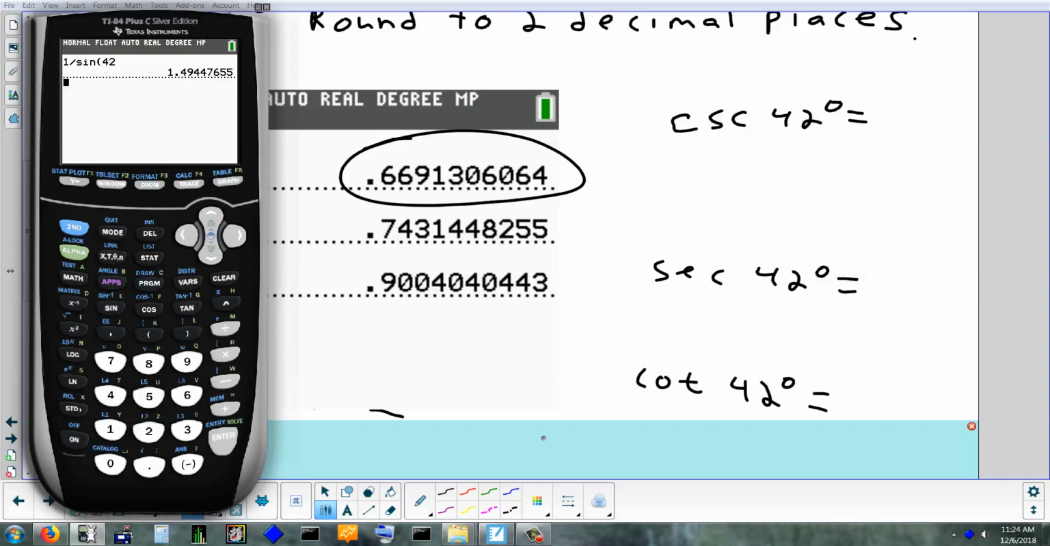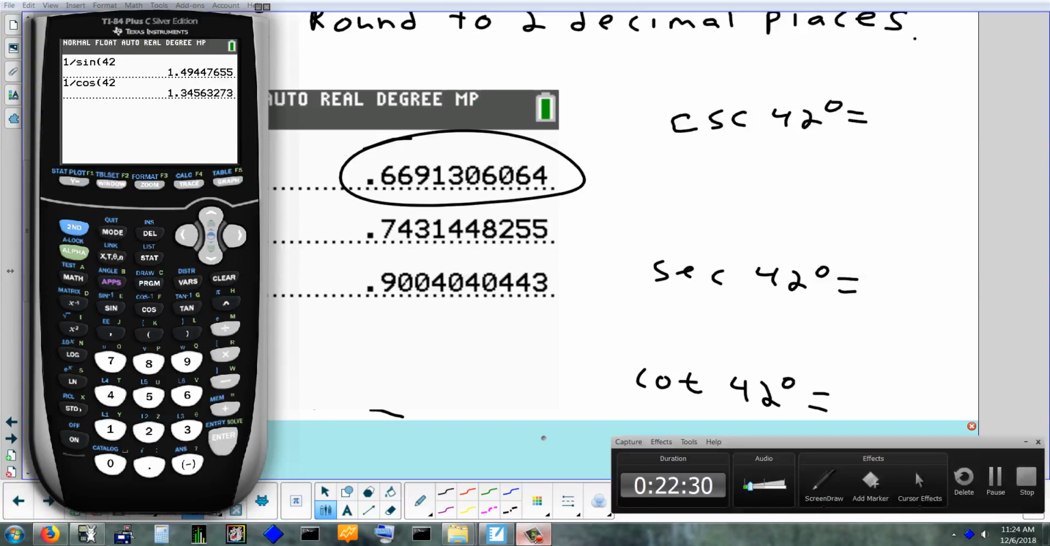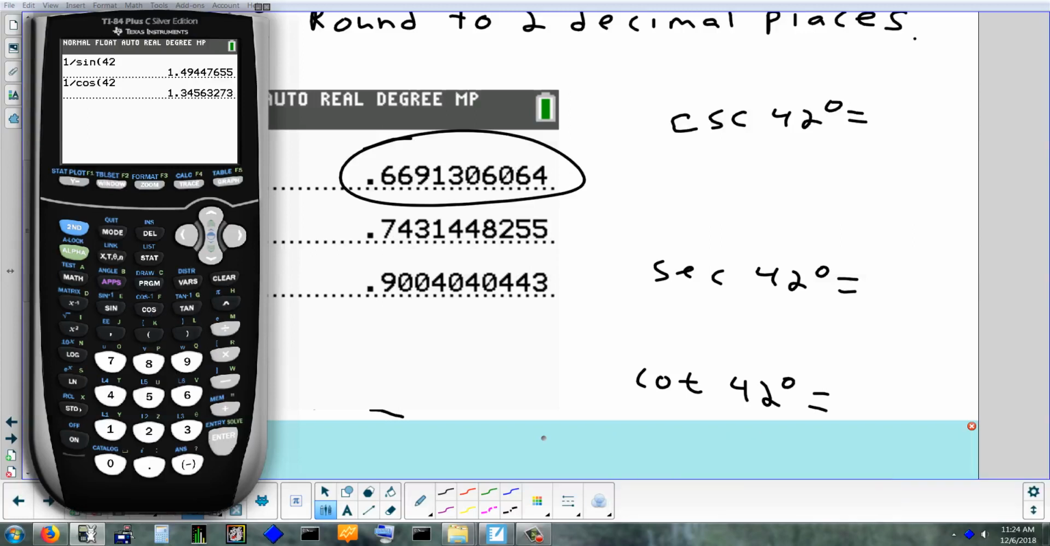How about the secant? How would I type that one in? Same way you did that one. 1 divided by cosine of 42. Yeah, I'm just going back to the original problem. And I just said it, but how would you do the last one? Cotangent of 42? 1 divided by tangent of 42.